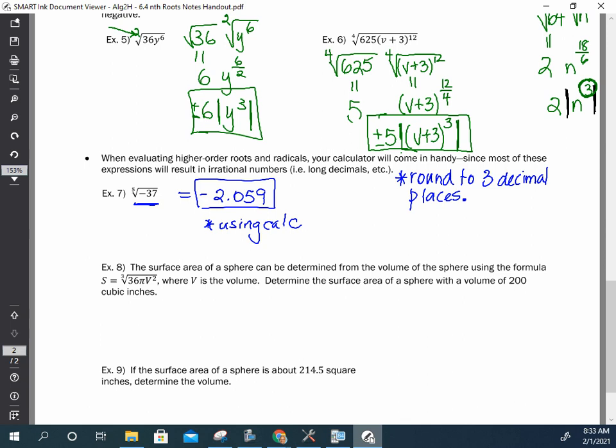Again, it's incumbent upon you to still have a calculator. If you're in an honors algebra 2 trig class, you should be using a graphing calculator. Math and calculator is pretty much the rule of thumb from here on out in your mathematical life.